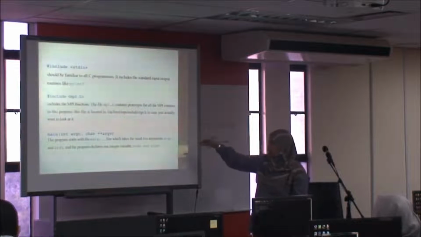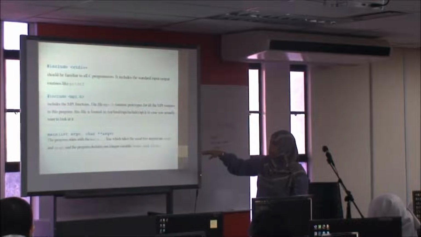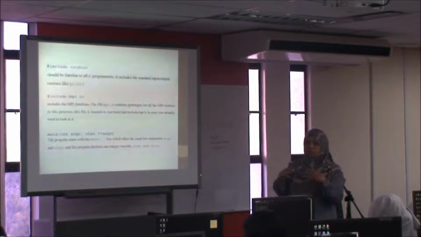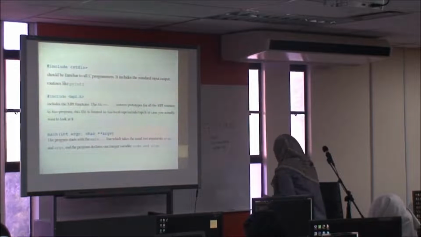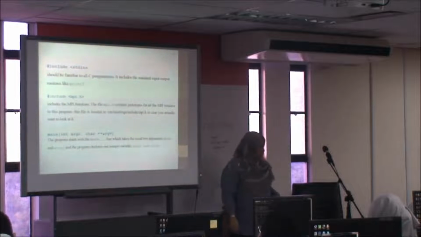Okay. Then next is the main, integer argc and argv. So the program starts with the main line which takes the usual two arguments, argc and argv. So when we use mpirun, those arguments will be sent with this variable. Okay. And the program declares one integer variable, rank and size.